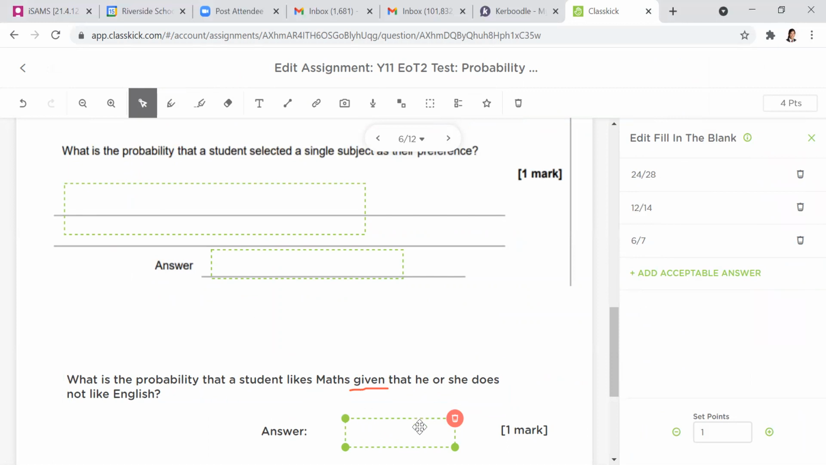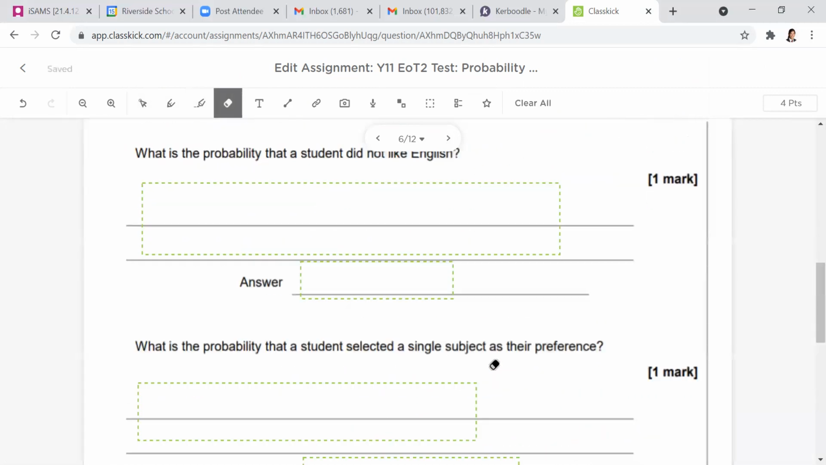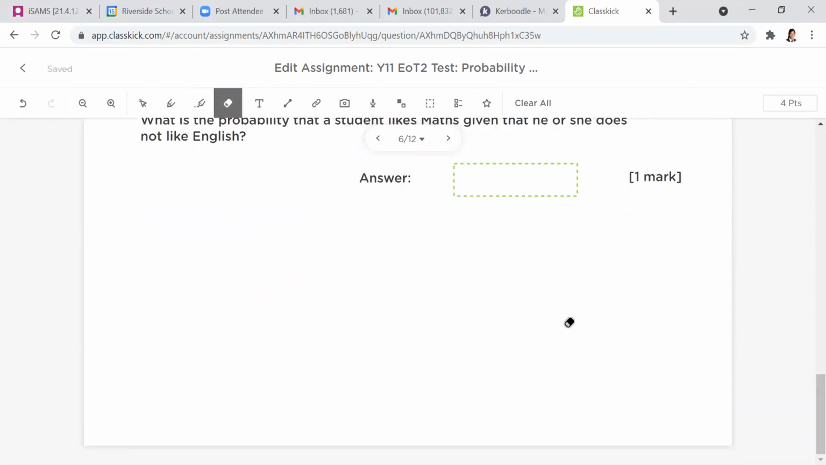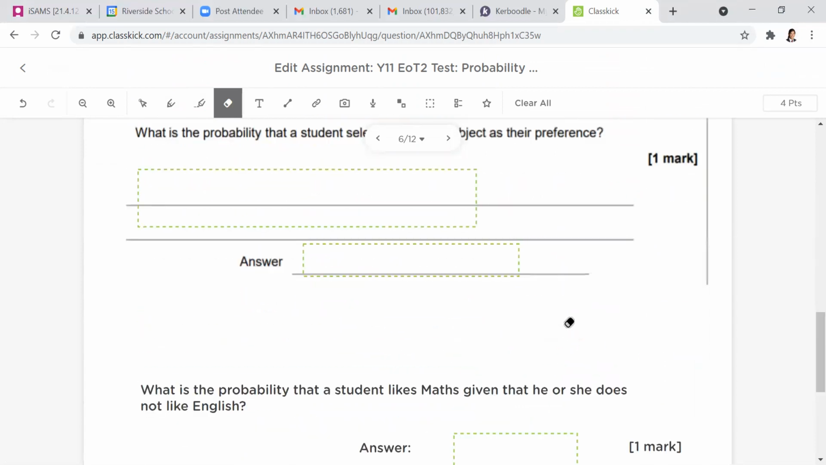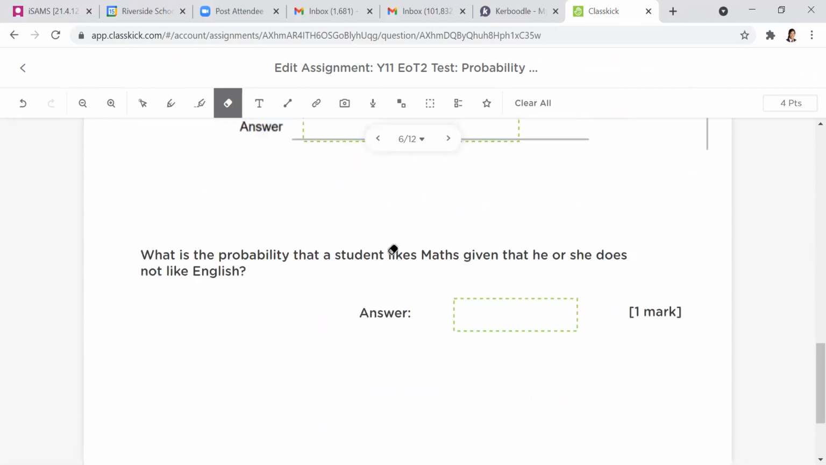And not a lot of people got this one correct. But think about it, guys. It makes sense. 24 out of 28, that's a fairly high probability, right? Fairly high chance. And it makes sense that students who do like maths, typically they don't like English. All right? There's a high probability there. So just one mark each there, not too hard. But obviously these given ones always get a little confusing. All right, any questions so far?